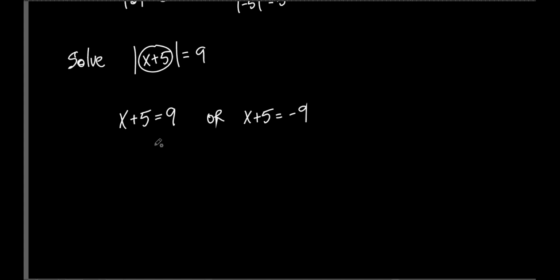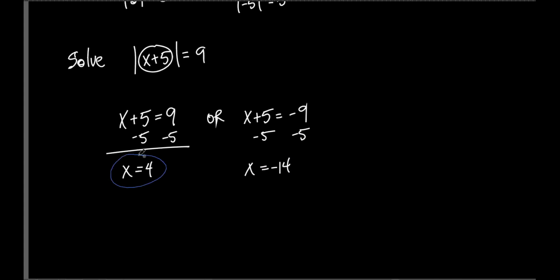All right, so here we go. Let's solve for this. Minus 5, minus 5, x equals 4. Let's do this. Minus 5, minus 5, x equals negative 14. You're like, how in the world can I get two different answers? Well, let's see if they both work. Let's put them both into the equation and do a little check.